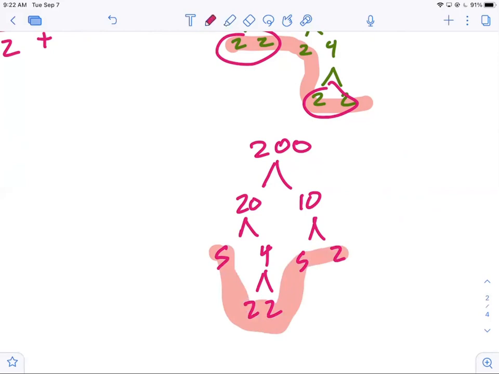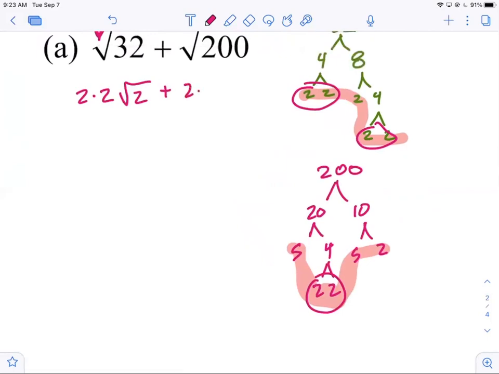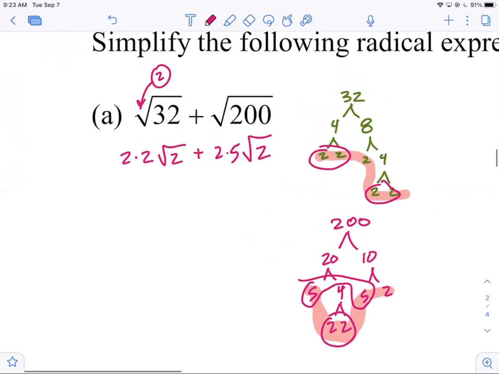Take out a 2 and a 5. I can take out a 2 because there's a pair. And then I can take out 1, 5. And then what's left is the 2. So not surprisingly, I'm going to have something square root of 2 plus something square root of 2. And now I'm back to an expression. So I'm working straight down. So I get 4 square root of 2 plus 10 square root of 2.